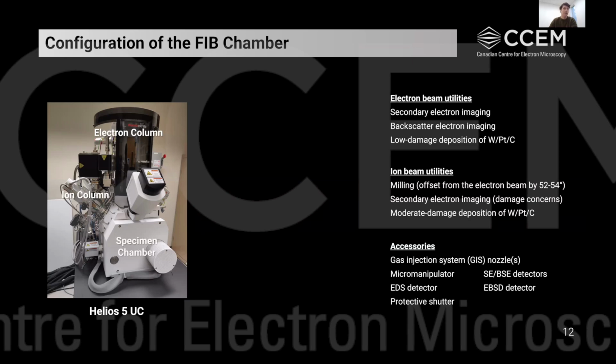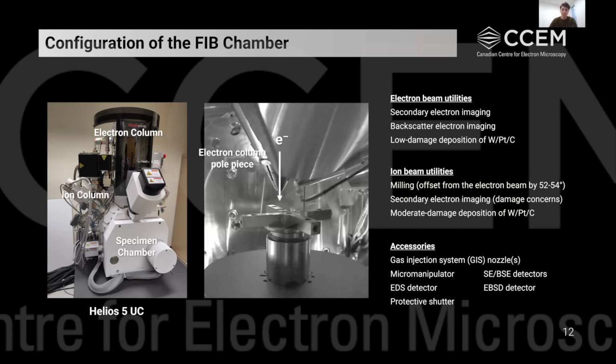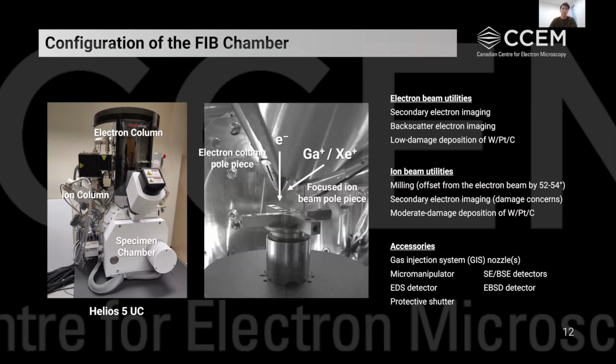But if we want to look inside the chamber, what we can see is that up here at the top, we have our electron column pole piece. So electrons are going to be flowing out of that towards our sample. Over here on the right, we have our focused ion beam pole piece. So in this case, gallium or xenon ions are going to be flowing out of this towards our sample. And these are going to be at coincidence, meaning ideally they're pointing at the exact same location on the sample.